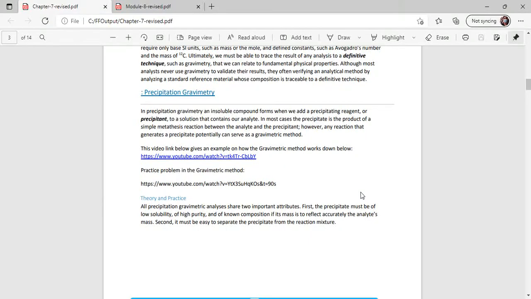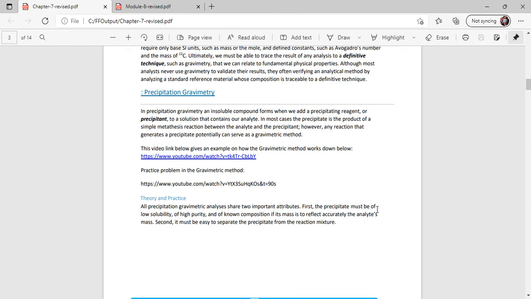And so now you already saw the procedure of your gravimetric technique. So we have here the theory and also the practice. All precipitation gravimetric analysis shares two important attributes. First, the precipitate must be of low solubility, high purity, and of known composition if its mass is to reflect accurately the analyte's mass.